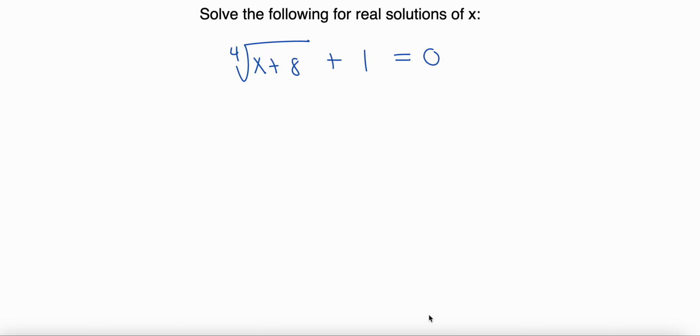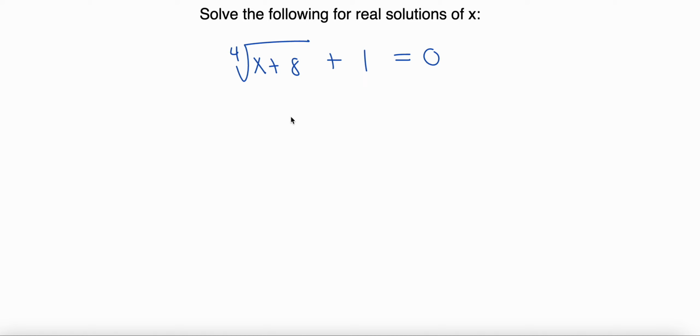Now, if we take a step back for a moment and look at this, we might recognize that there will be no real solutions of x, because we are trying to add 1 to the fourth root of some number to get 0. But the fourth root of some number will always be positive because the fourth root is an even root, which always results in a positive number. So we can't add 1 to a positive number and get 0.